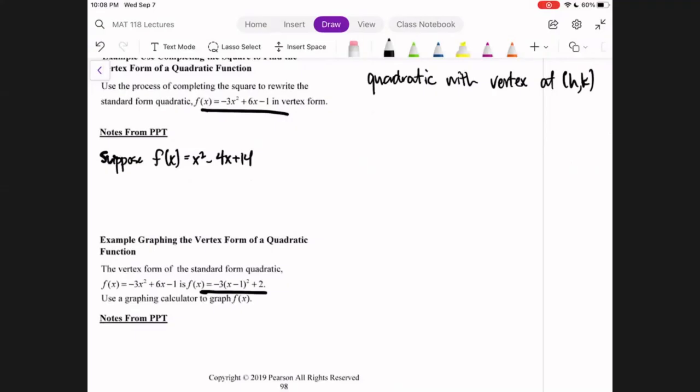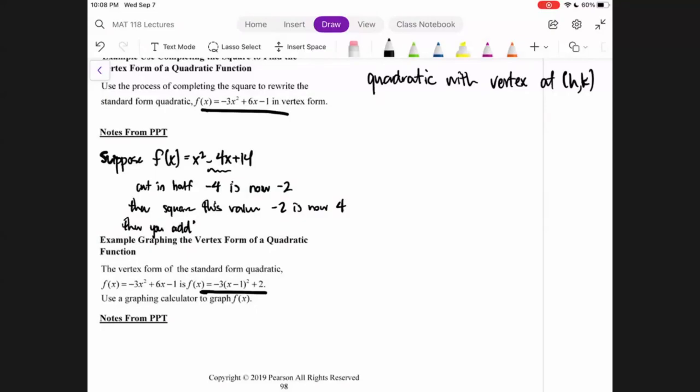So if you think about it, what we're going to do is take this middle term and cut it in half. So that means the negative 4 is now negative 2, then you square this value. So the negative 2 is now 4. Okay? So then you add, put this in quotation marks, and subtract this value on the same side.